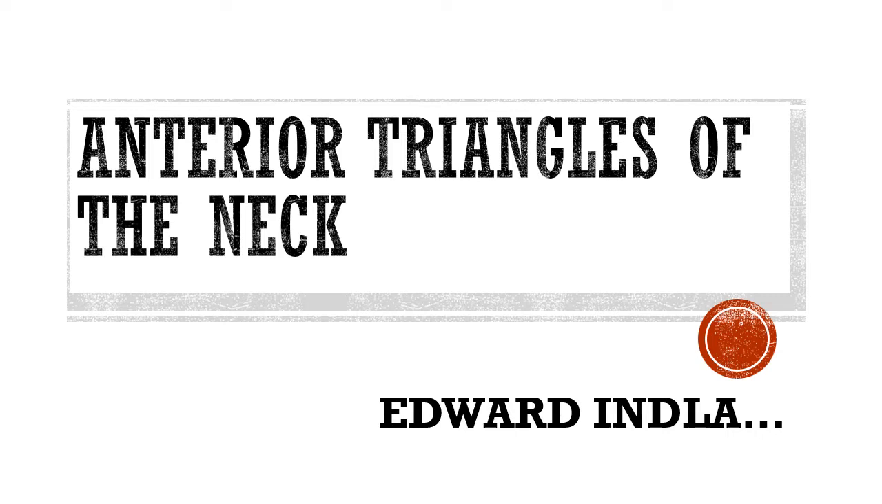There we can identify two major triangles. One is the posterior triangle, and the next one is the anterior triangle. In the anterior triangle, we can identify four subdivisions of triangles. So we are calling it the anterior triangles of the neck.